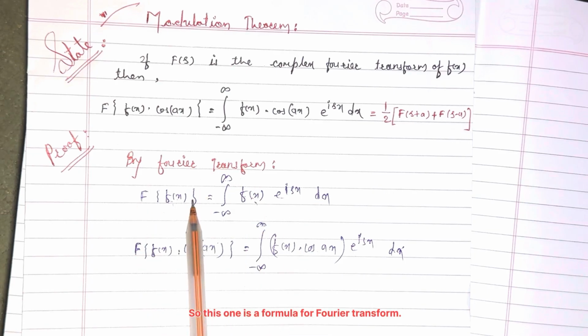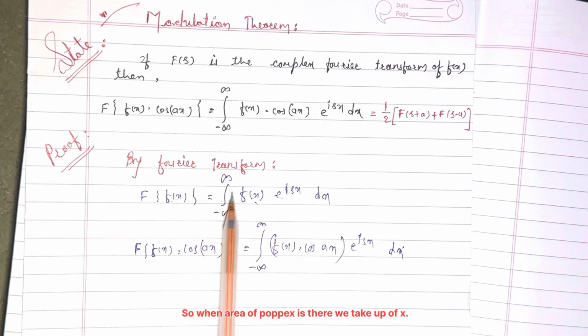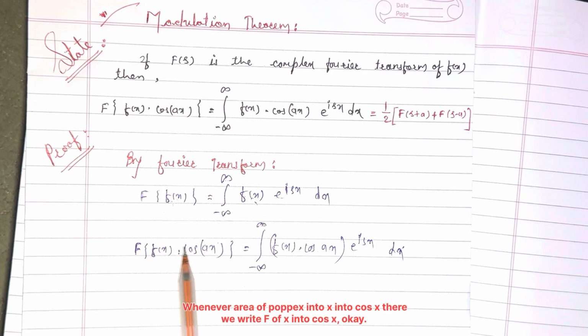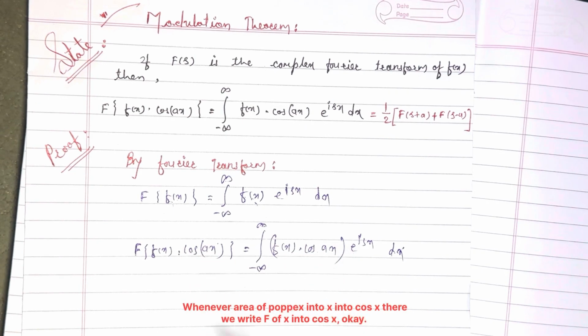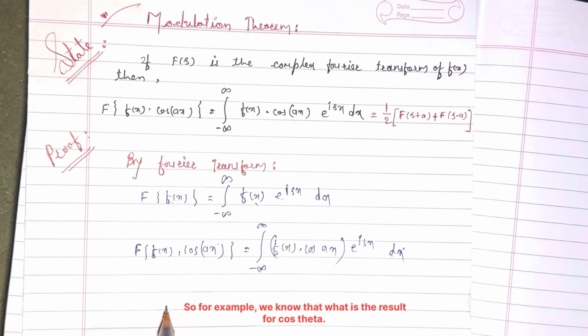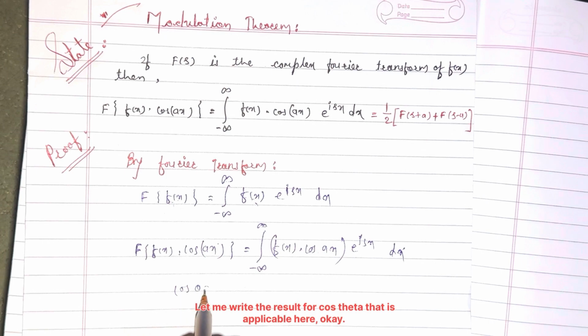So this one is the formula for the Fourier transform. Whenever f of x is there, we take f of x. Whenever f of x into cos ax is there, we write f of x into cos ax. Okay, and one more result we know. What is the result for cos theta? Let me write the result for cos theta that is applicable here.